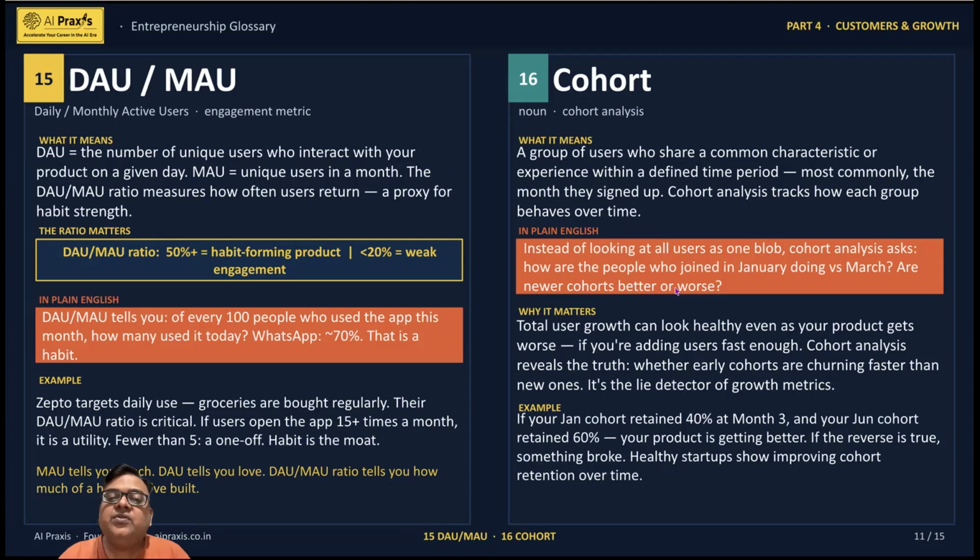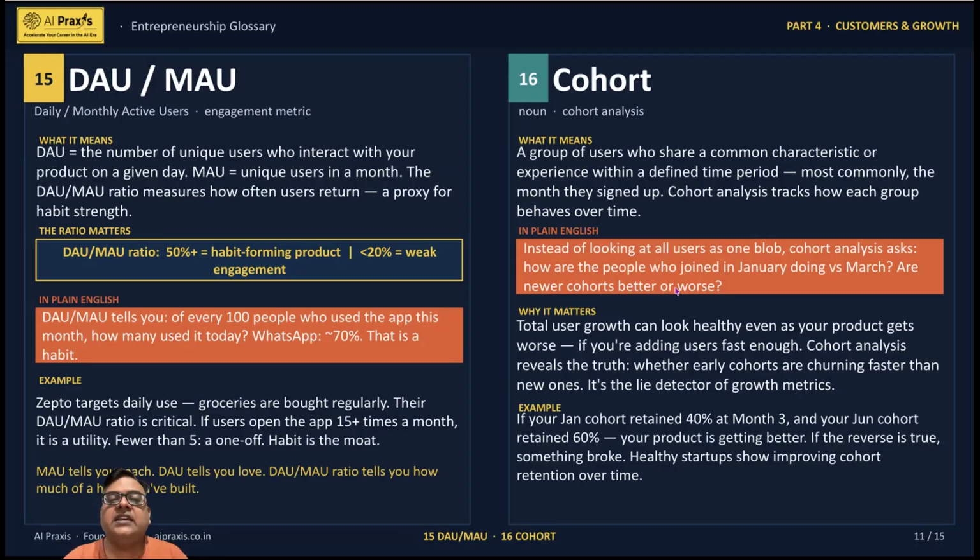Now let's move into engagement metrics. You must have often used these terms called DAU, MAU. DAU, daily active users. MAU, monthly active users. I think the definitions themselves are clear, but we'll understand better. Now, these measure how many people actually use your product. But the real insight comes from the ratio. When you divide DAU by MAU, this tells you how frequently users return.